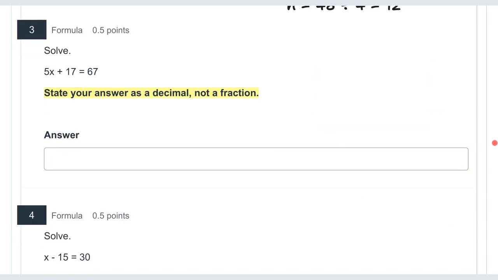Number 3, we're going to go through the same process. We have 5x plus 17 is equal to 67. On the left side, we want to get the x by itself. So we need to start by getting rid of that plus 17 by doing minus 17.